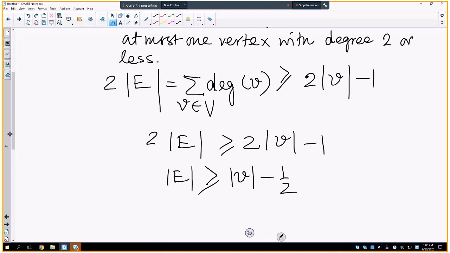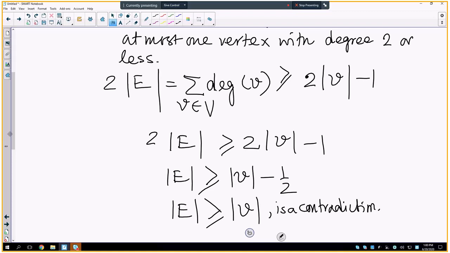Now I know that cardinality of the edge set and the cardinality of the vertex set are whole numbers. So if you are saying one whole number is greater or equal to another whole number minus 1/2, then I can clearly say that the edge set must be greater than or equal to at least the vertex set. Well, what does that say? It is a contradiction. Why is this a contradiction? Because you are playing with a tree.